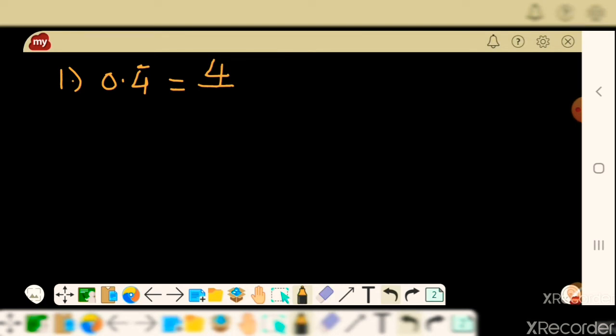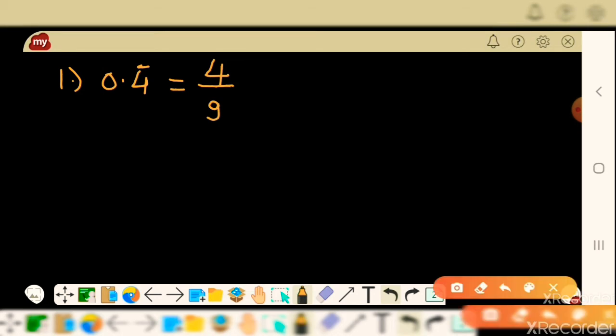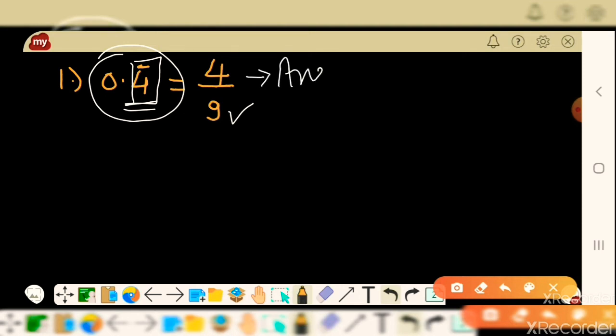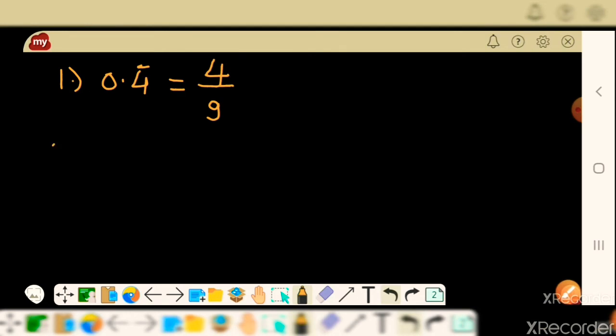Now in denominator you have to write 9. Now how many 9s? You have to write as many 9s as digits after the decimal are repeating over here. In this number, you can see only one digit 4 is repeating. So I have mentioned only one 9 in denominator. And as you cannot solve it further, that's why it's your answer. Simple.